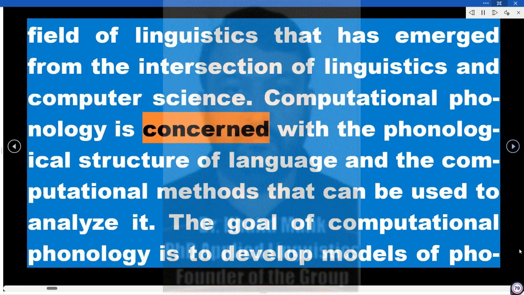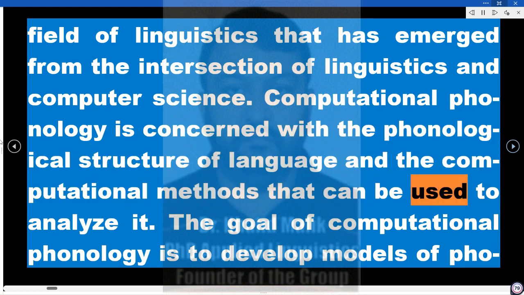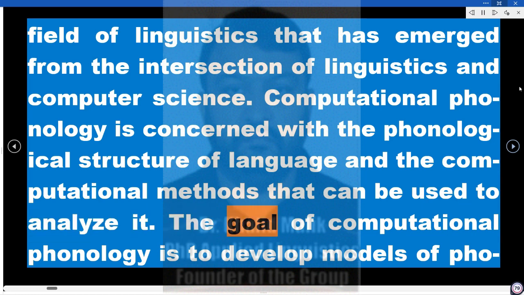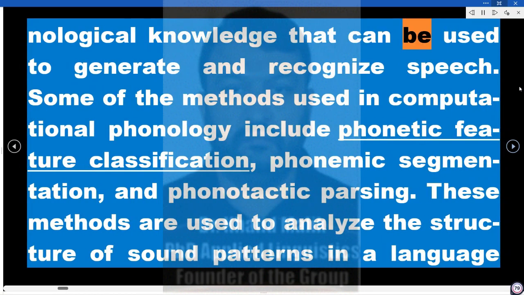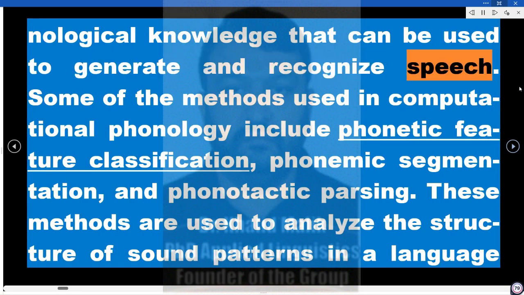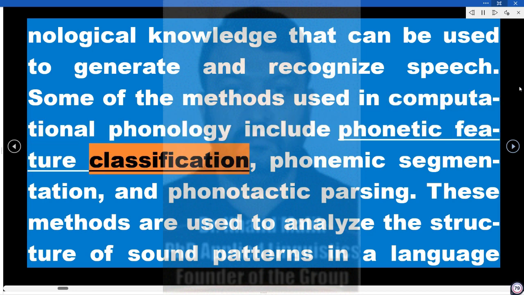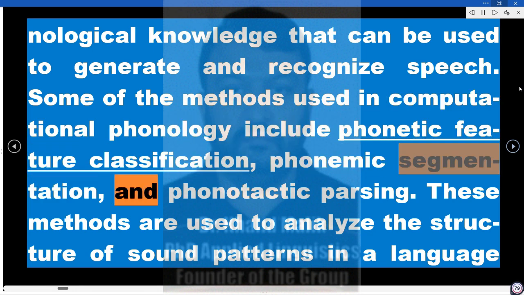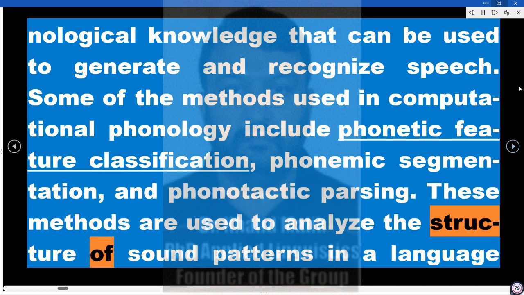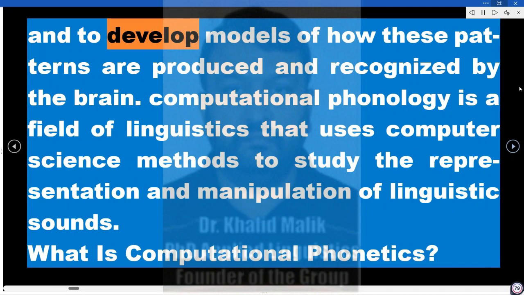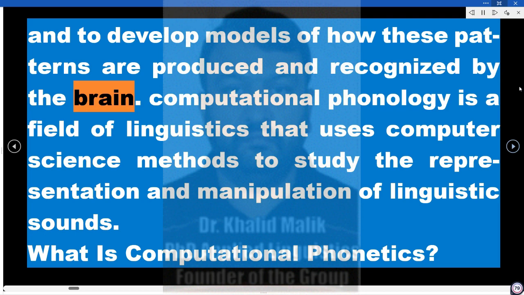Computational phonology is concerned with the phonological structure of language, and the computational methods that can be used to analyze it. The goal of computational phonology is to develop models of phonological knowledge that can be used to generate and recognize speech. Some of the methods used in computational phonology include phonetic feature classification, phonemic segmentation, and phonotactic parsing. These methods are used to analyze the structure of sound patterns in a language and to develop models of how these patterns are produced and recognized by the brain.